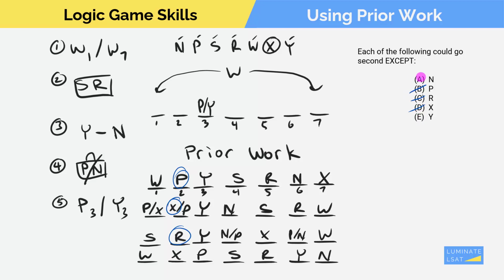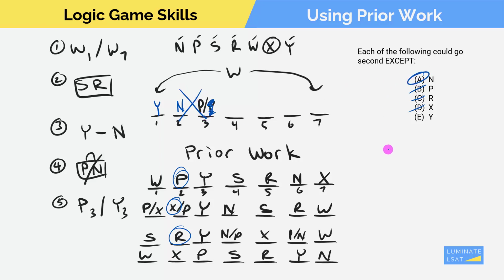And it doesn't matter which one we try, because if we prove that N could go second, then that means E is going to be the answer. And if we prove that N can't go second, then A is going to be the answer. So let's try N. If we put N in 2, that means we have to put the Y before it. But now we run into an issue because Y or P has to go third. Y being in 1 means that P will now go third. But we have a rule saying that P and N cannot go next to each other. So this is not allowed. That is why N cannot go second.